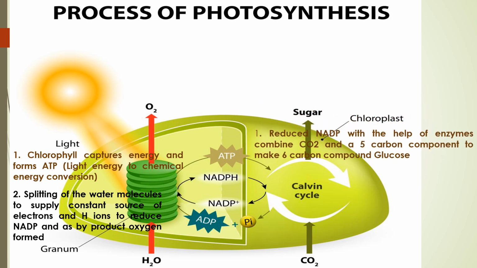Last, reduced NADP with the help of enzymes, you already know the name of the enzymes, combines with CO2 and a 5 carbon compound, that name you also know, and it will make the 6 carbon compound glucose. Okay. Left side light reaction, right side dark reaction.